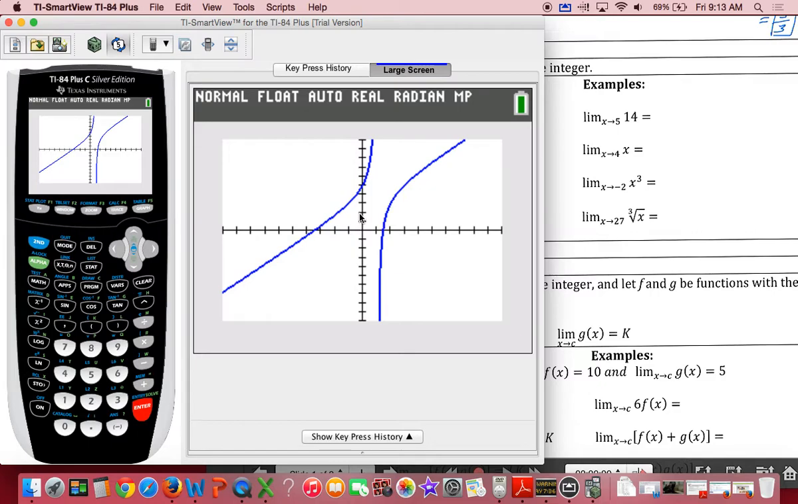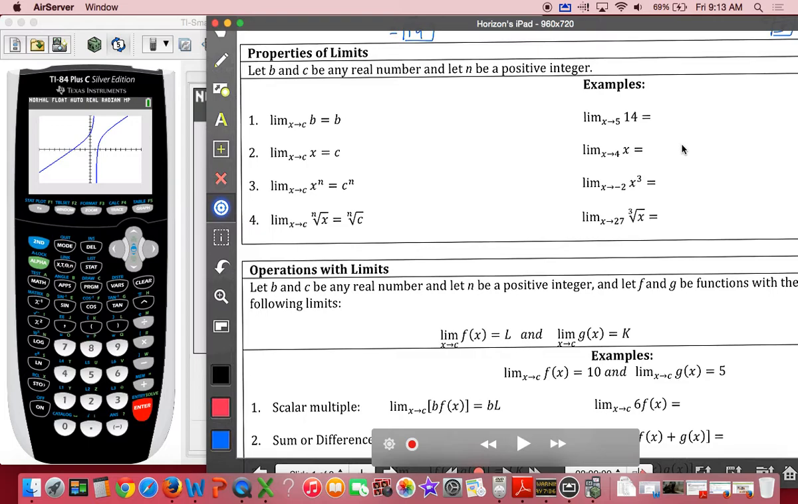So for this first one, all this, oops, you can't see that. How about that?